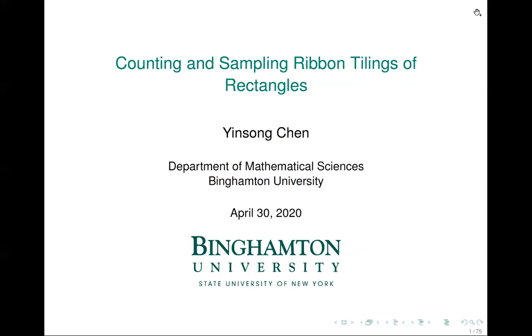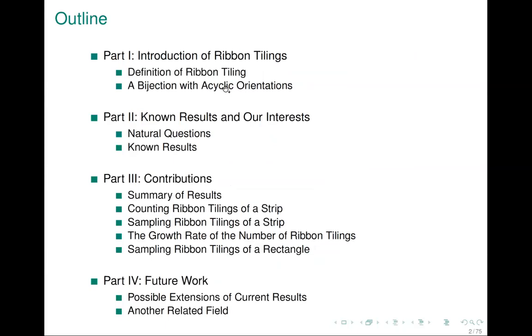Good afternoon, everyone. Thanks for coming to my defense. The title is Counting and Sampling Ribbon Tilings of Rectangles. Here is the outline. In the first part, I will talk about the definition of ribbon tilings, and especially I will explain a bijection with cyclic orientations. Using this bijection helps us understand and analyze ribbon tilings. In part two, I'll shortly introduce some known results and maybe my interest. Part three, the main part, is our contributions. And at last is some future work.